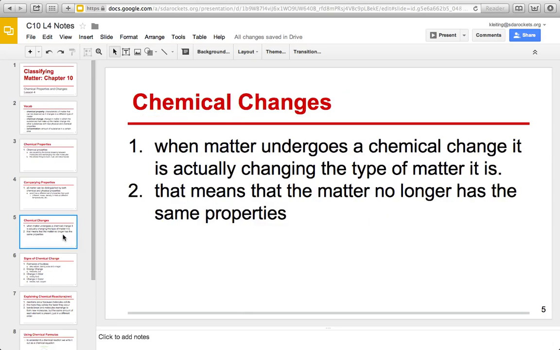Chemical changes. When matter undergoes a chemical change, it's actually changing the type of matter that it is. So at the very, very smallest level, you have elements. And those elements don't exactly change, but the way that they're arranged gets changed. And we'll talk about that more in class when we go through the notes, but that's an interesting thing to try to kind of grasp. It's not so much that the elements themselves change, but the way they're arranged with other elements changes. That means that they no longer have the same properties. So once you change that arrangement, the properties aren't the same.